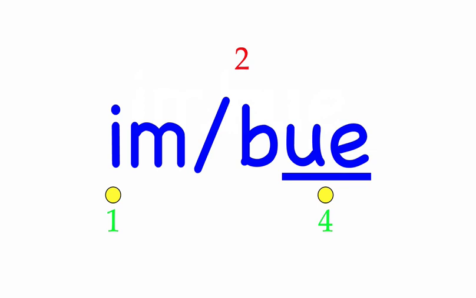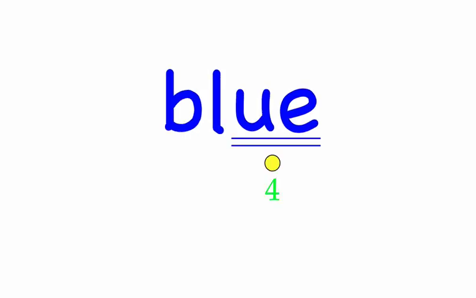Blue. Blue is my favorite color. Blue, 3 sounds, b, l, u. Mark the word blue. UE here is a vowel group 4 team. U is representing its second long sound, oo.